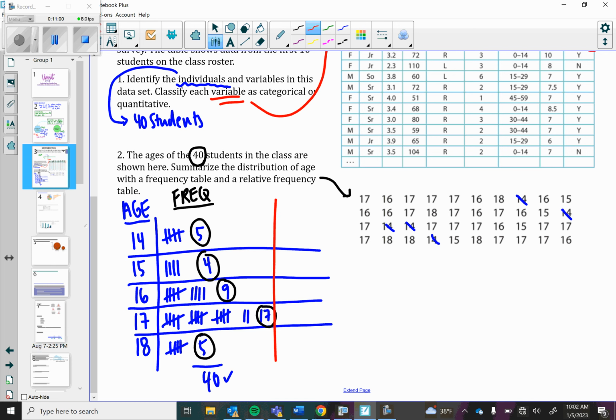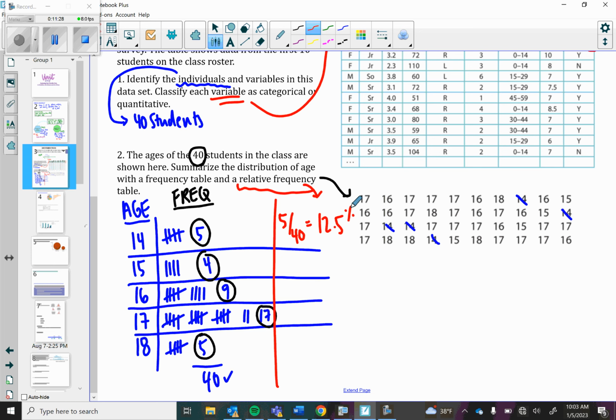Then it asked us to find relative frequency. Relative frequency is looking at that number compared to the total. So we're going to say 5 out of 40. What percent of students, what is the relative frequency with relation to everything else that are 14 years old? 5 out of 40 is 12.5%. Of course, you would calculate that in your calculator unless you have a super math brain, which is great.